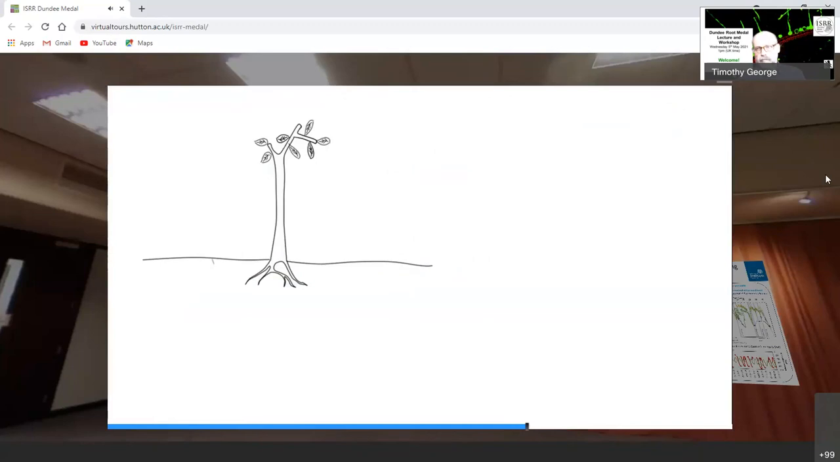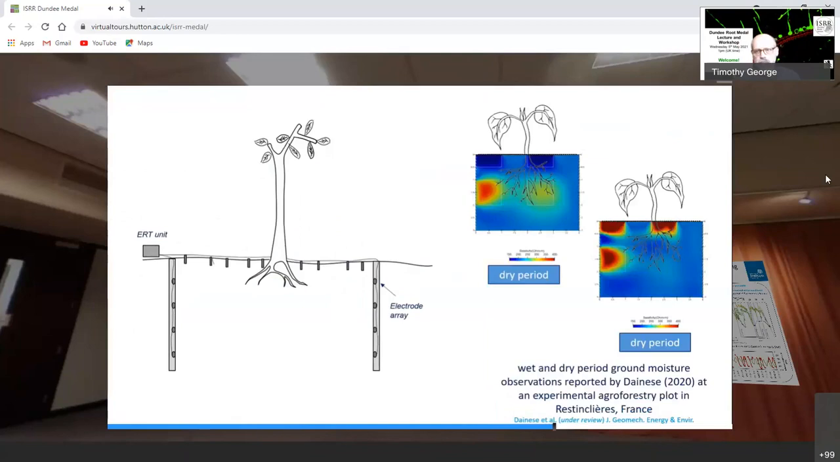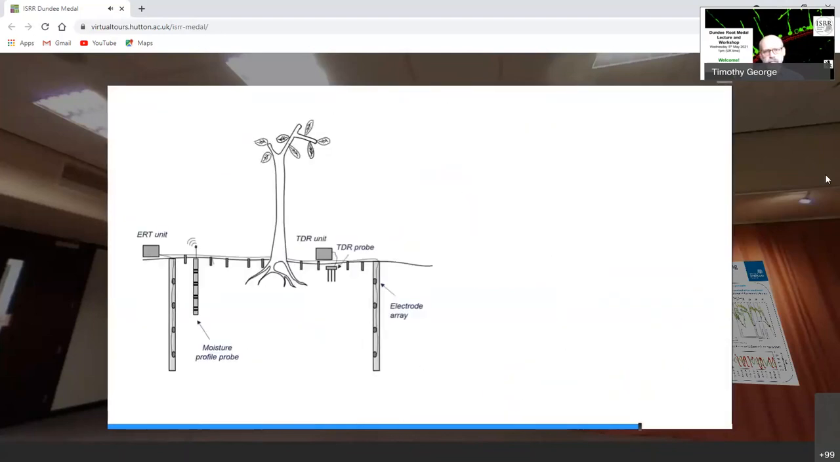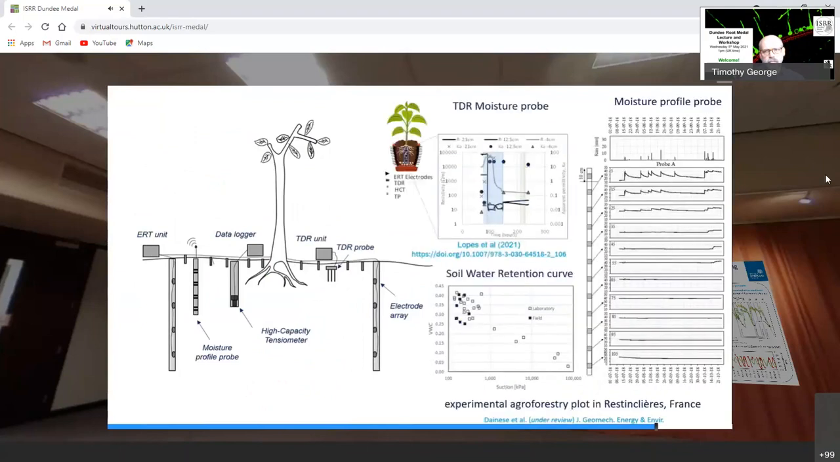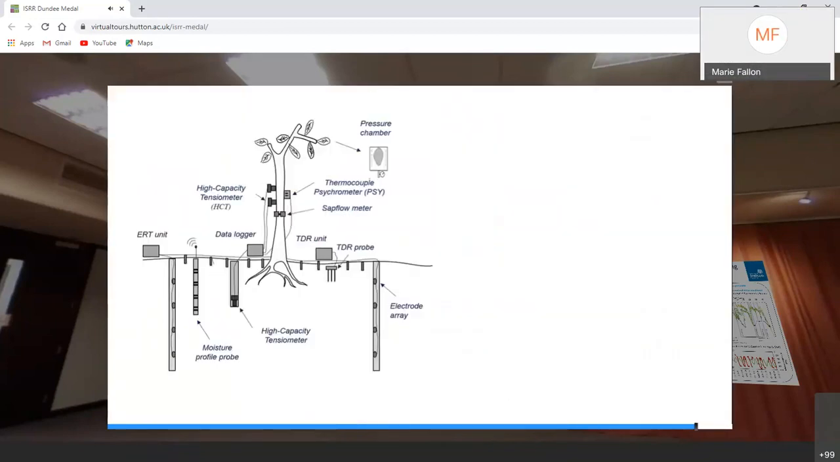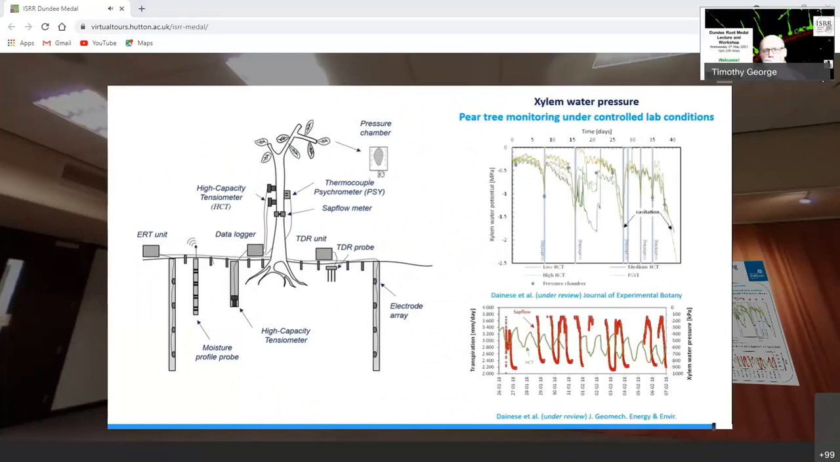Our ideal soil plant continuum monitoring system starts with a characterization of water content spatial distribution using electrical resistivity tomography to support the design of spatial configuration of suction and water content sensors in the soil. Then, the local sensors are installed in the ground to monitor suction and water content distributions. And finally, sensors are also installed on the plant to monitor xylem water pressure.